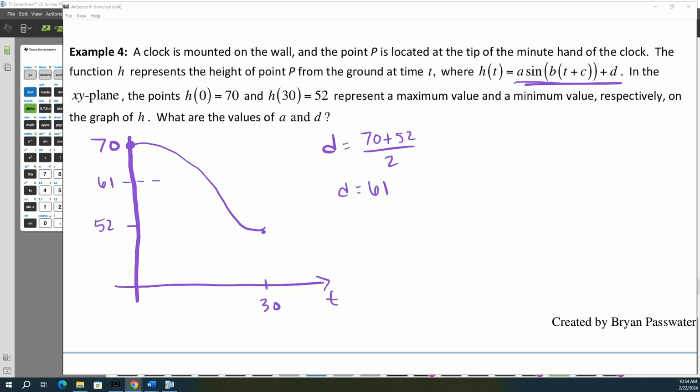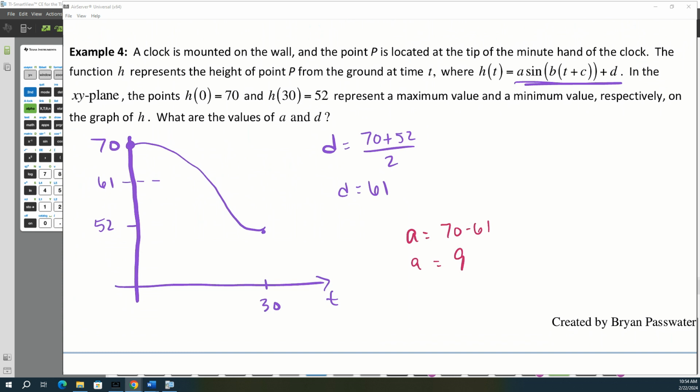What about A? A, you probably can just do it in your head. What's A? 9. It's the distance between the max and the middle. I'll write it down though. That looks like A equals 9. All right. Y'all good?